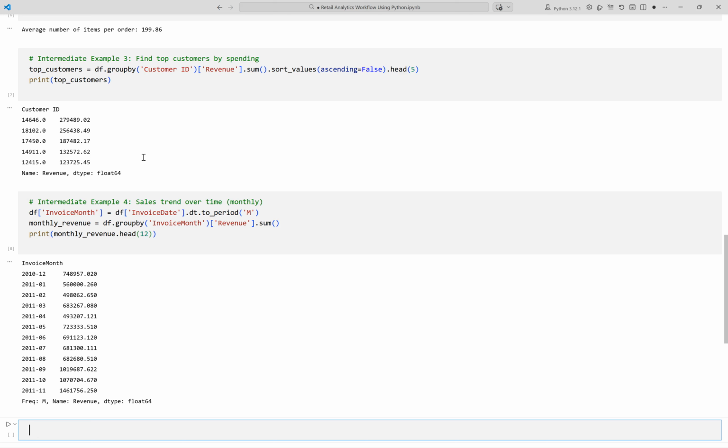Notice the clear seasonality and growth from December 2010 through November 2011, highlighting months with peak revenue. This demonstrates the importance of grouping by time periods to accurately track and analyze sales performance trends in retail data. Practice prompt: how could you visualize monthly revenue using a bar chart?